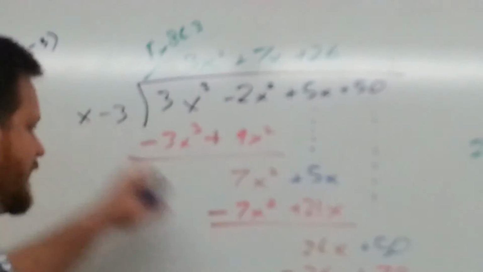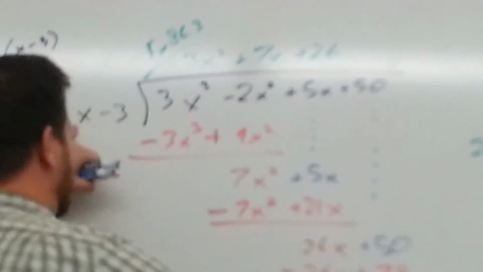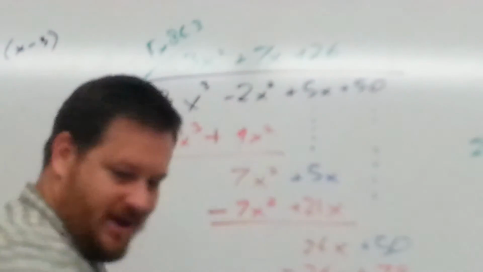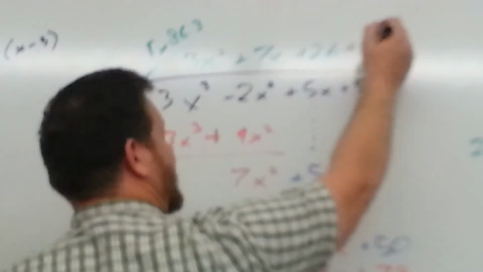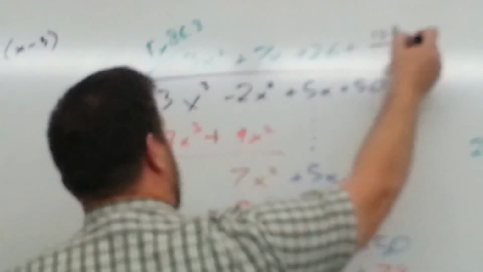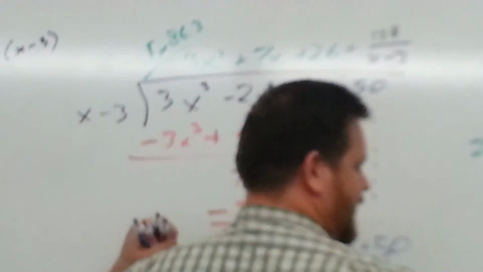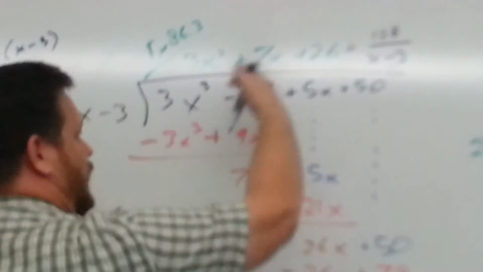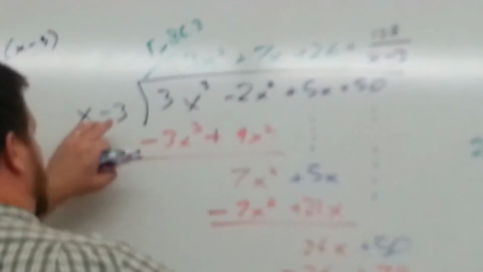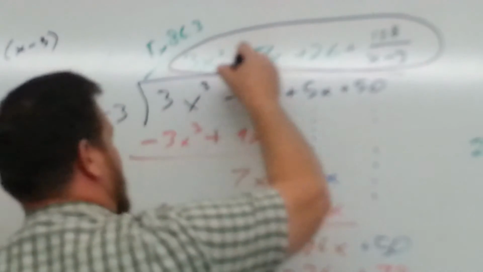Okay. Now we're to the end here. There are no more x's, so this is going to be our remainder. Our remainder is the 128, and it's a positive 128 over the divisor. Just like we did here, we got to the end and we put the remainder over the divisor as a fraction. So the answer to the question is this right here.